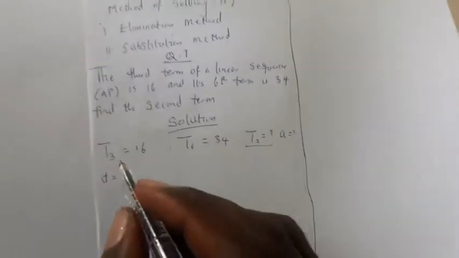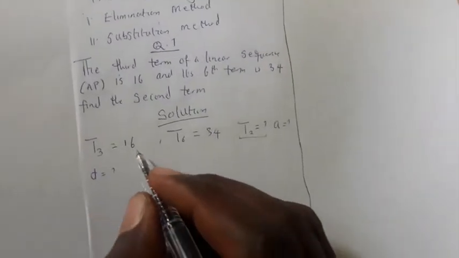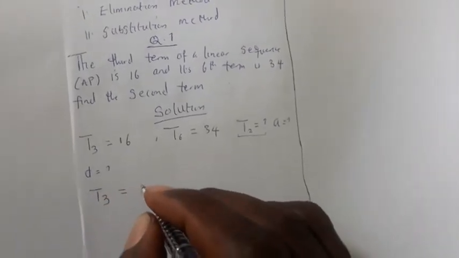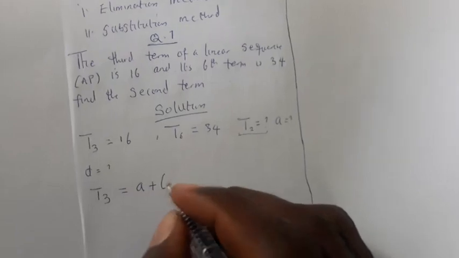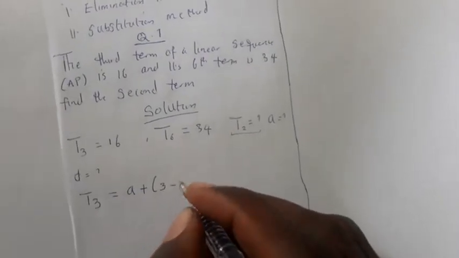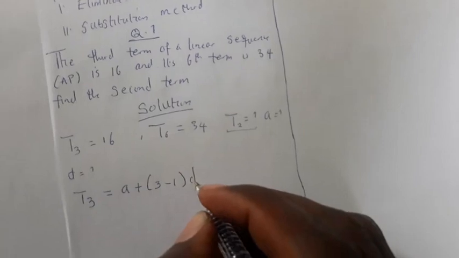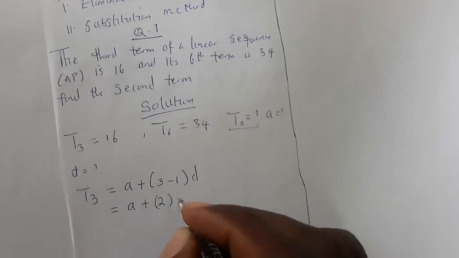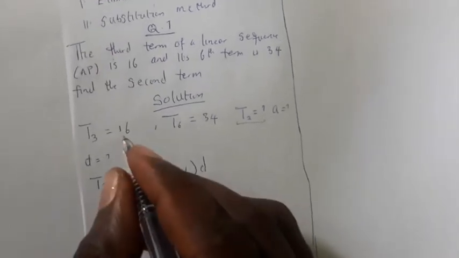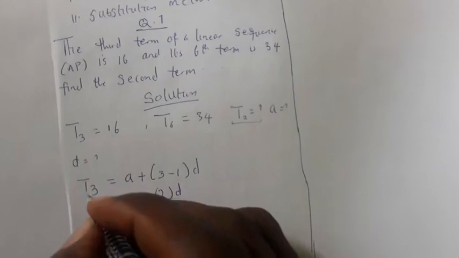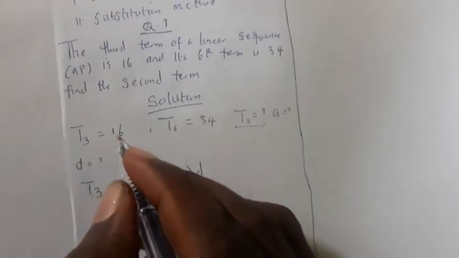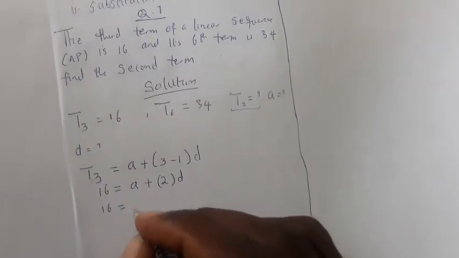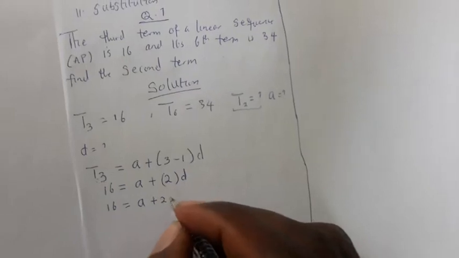Now, we are given T3 to be 16. You will now write T3 is equals to A plus n minus 1 bracket D, where n is 3, which is the same thing as A plus 2 bracket D. T3 is 16, so instead of writing T3, you are going to write 16 as substitute. It will now be 16 is equals to A plus 2D.